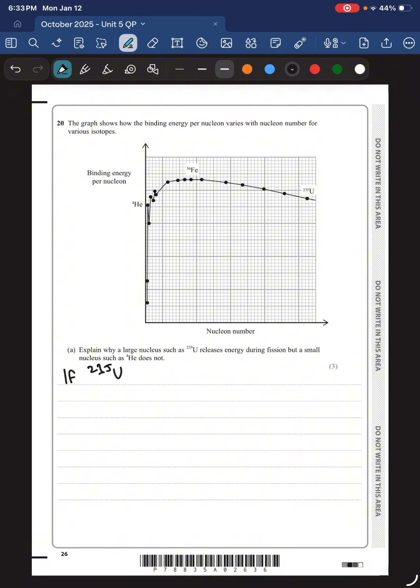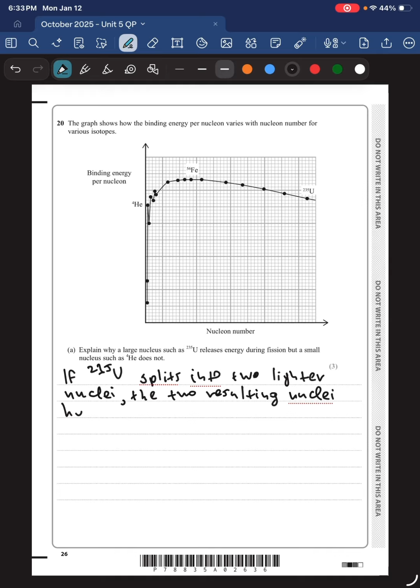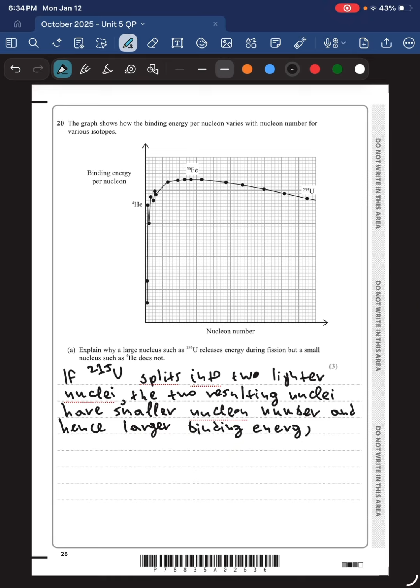Okay, so if uranium-235 splits into two lighter nuclei, the two resulting nuclei have a smaller nucleon number, and hence larger binding energy per nucleon, and so energy is released.